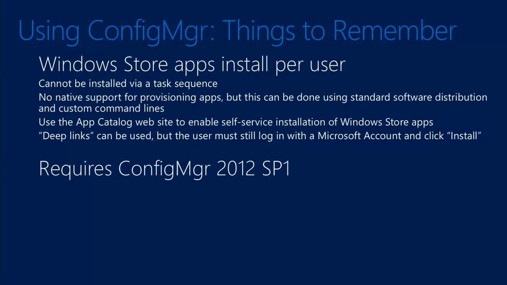Is there a way to build a deep link without Config Manager? Is it just a registry entry? It's really a URL. So you can build a URL that if you clicked on this URL, it will launch the store and take you directly to it. There is actually documentation out on TechNet that explains how to build that URL.